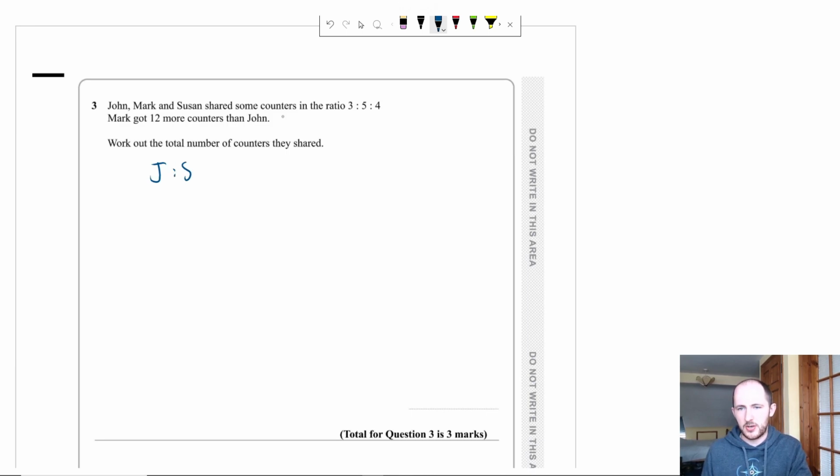So we're going to write John, that's the wrong way around, Mark, Susan as 3 to 5 to 4. Okay? And it says Mark got 12 more counters than John. Well, if I have a look at this, that's these 2 people. And Mark got 12 more counters. He has 2 more parts than John, right? Like if I look at the difference in numbers, there's 2 parts difference between John and Mark.